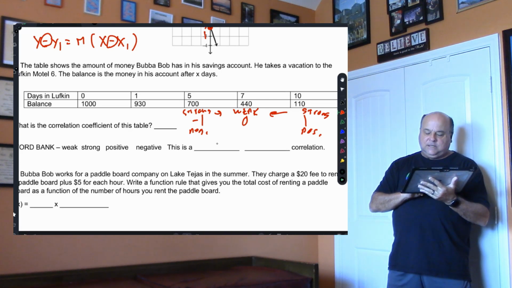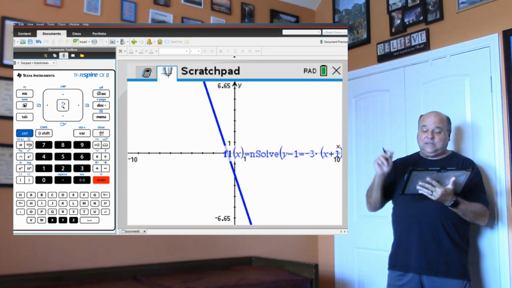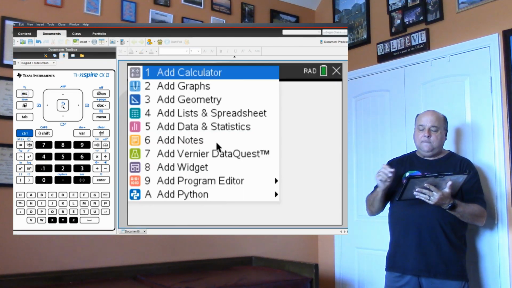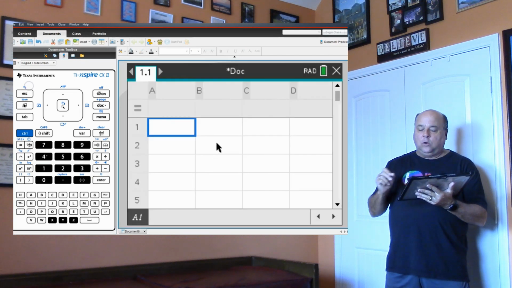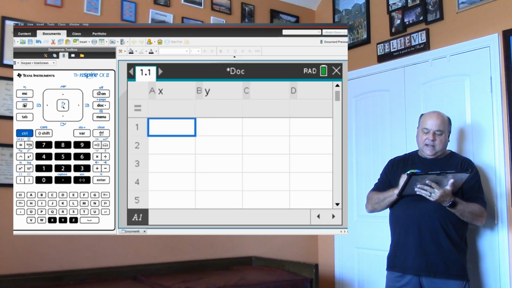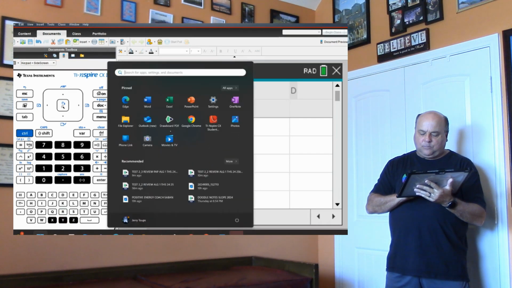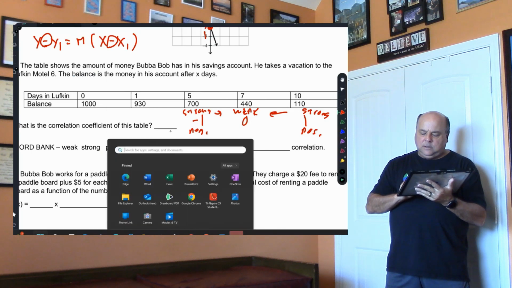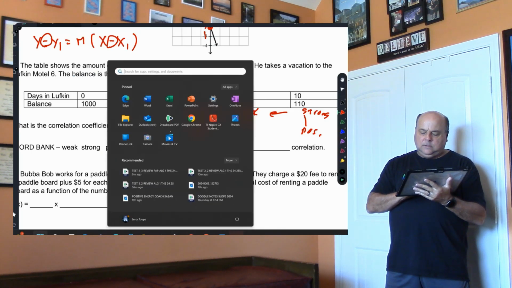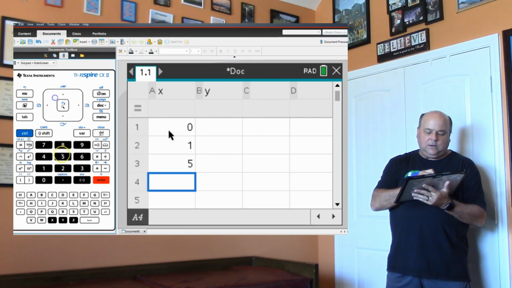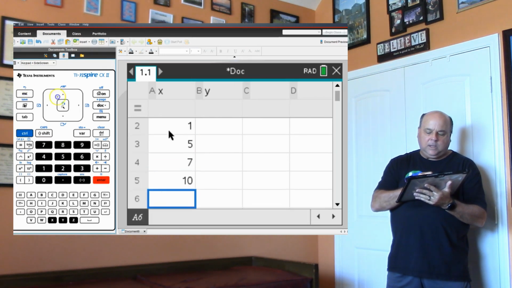I did not print this out, so I don't have it. So home, we're going to make a spreadsheet, 1. We're going to add a spreadsheet, 4. We need x and y at the top. And now that I need to type in my x's, I forgot to print this out, so I need to look: 0, 1, 5, 7, 10. 0, enter, 1, enter, 5, enter, 7, enter, 10, enter.